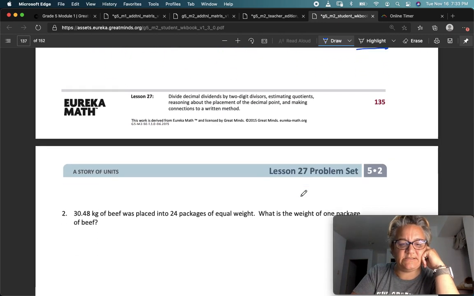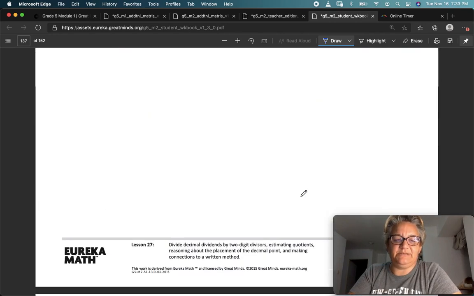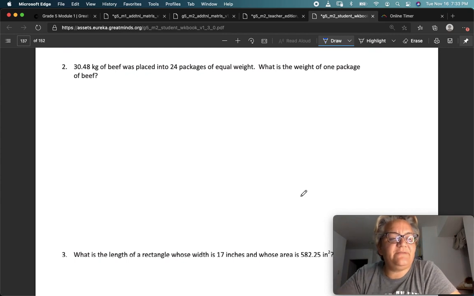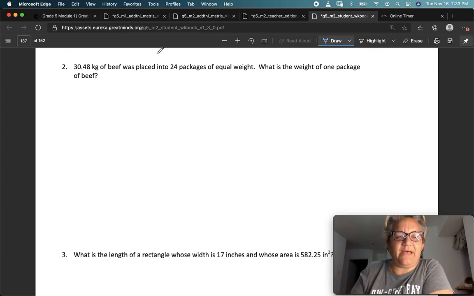Next page. All right, I was getting a little tired of those problems. I bet you were too. Let's see, we got some story problems here. 30 and 48 hundredths kilograms of beef was placed into 24 packages of equal weight. What is the weight of one package of beef?